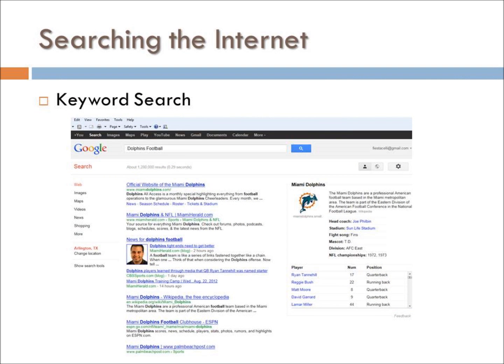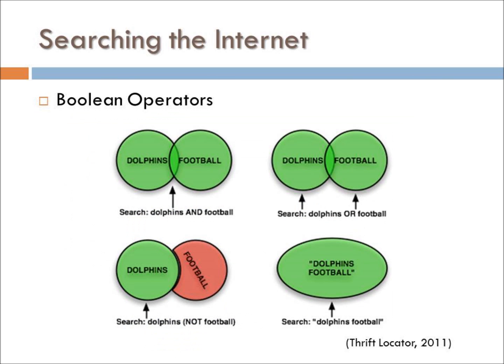Now we've looked at what makes a credible website. Now we're going to switch gears a little bit and look at how to search the internet to find these sources. So the first thing we're going to look at is a keyword search, and most of you already know how to do this. We can go to Google and put in keywords, and it will pull up millions of websites. So what do we do if we want to broaden our search or we want to narrow our search?